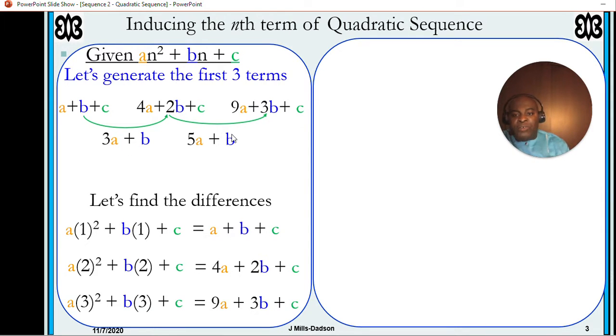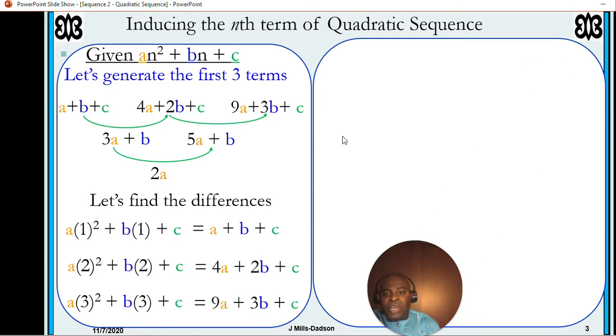Now, I need to go for my second difference. 5a minus 3a and b minus b. That will give me 2a. And my expressional sequence will settle on a constant 2a. If I carry on the pattern, I'm going to still have 2a throughout. Okay. Now, I'm going to do a real number sequence and compare the relationship.